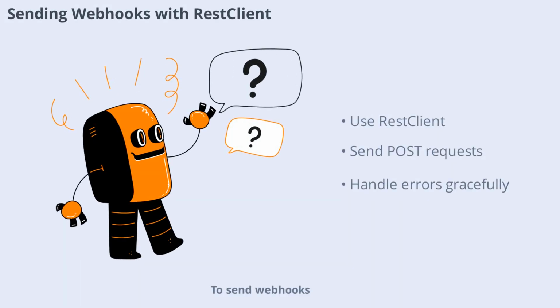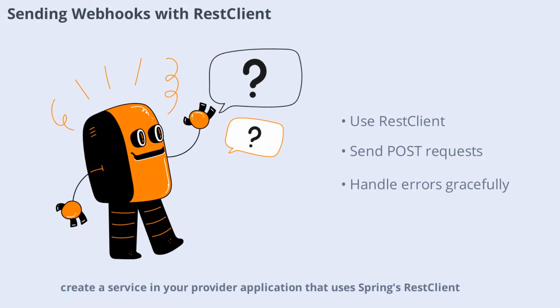To send webhooks, create a service in your provider application that uses Spring's REST client. This service constructs the payload and sends an HTTP post request to the consumer's webhook endpoint. Proper error handling ensures you know if the webhook was sent successfully or if something went wrong.